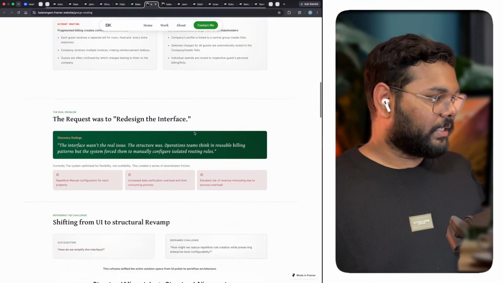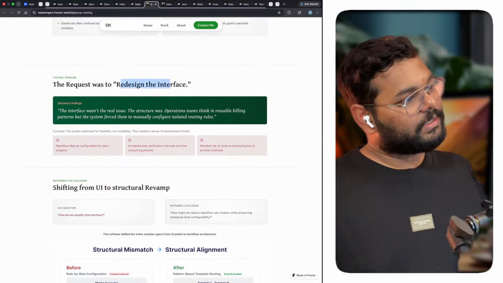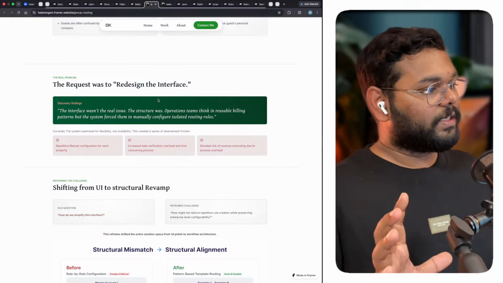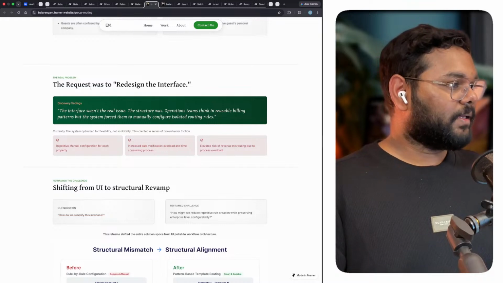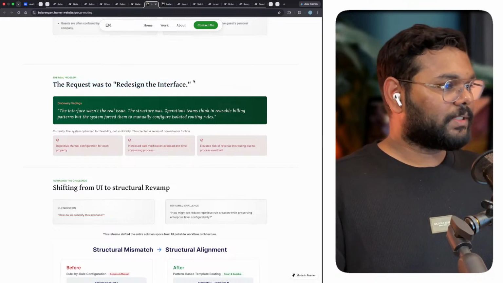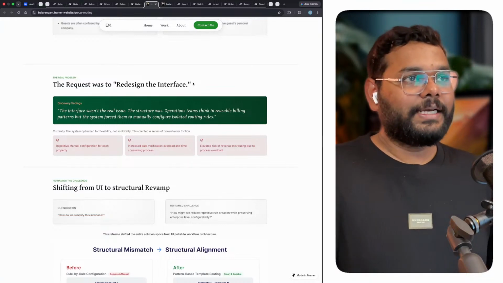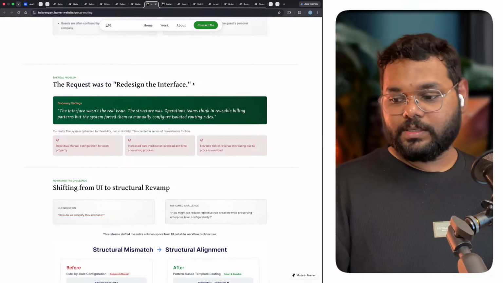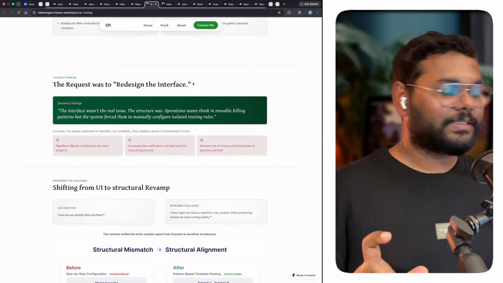Okay, so what it did, the real problem, request was to redesign the interface. Now this is something where most designers fail. Business will ask you to just redesign the interface, but to go in depth and find out what the problem was, it is really important.